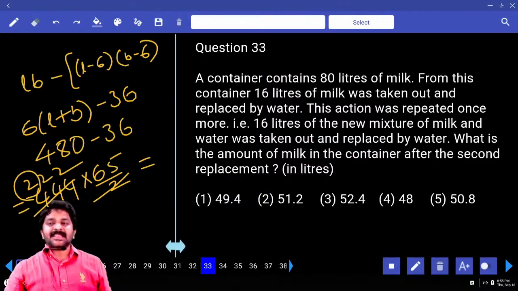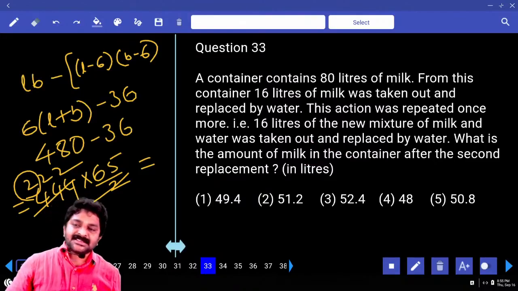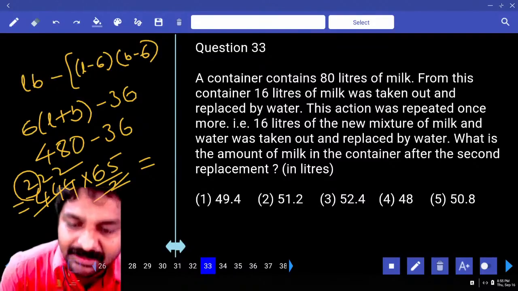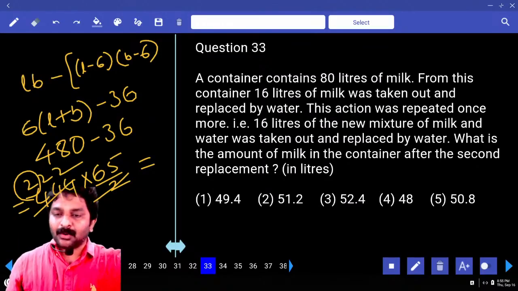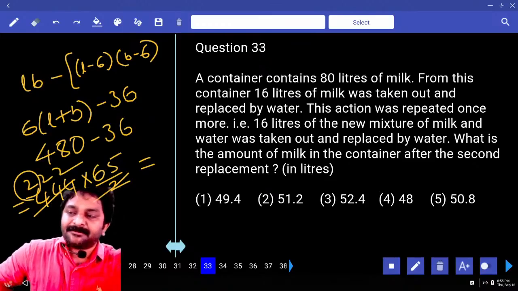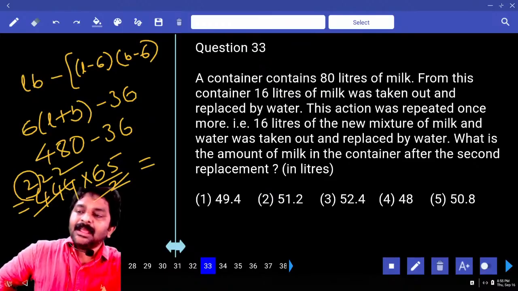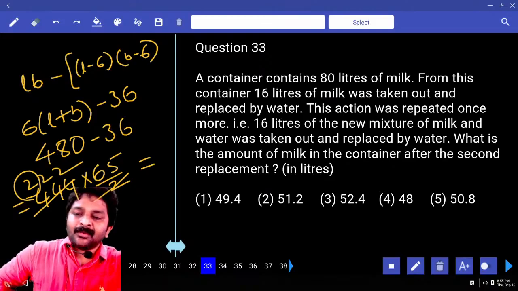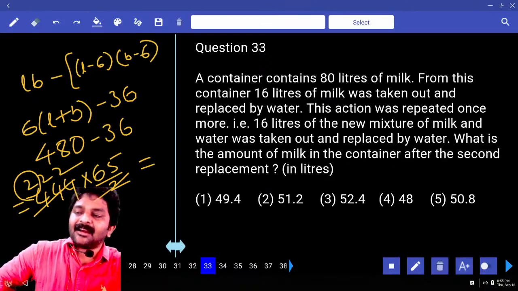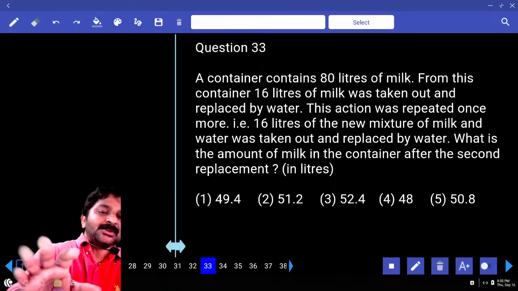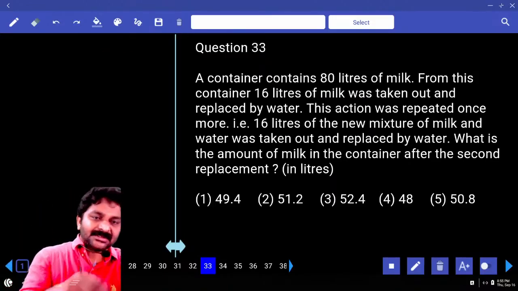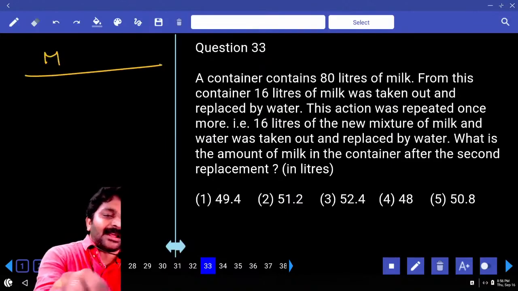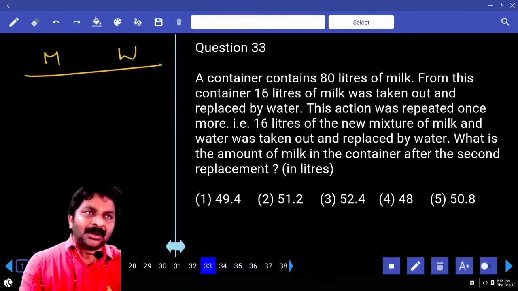A container contains 80 liters of milk. From this container, 16 liters of milk was taken out and replaced with water. This action was repeated once more. That is, 16 liters of the new mixture of milk and water was taken out and replaced by water. What is the amount of milk in the container after the second replacement? So how many times are you processing this liquid? Two times. Initially we have only milk, and then after replacement they are adding water.